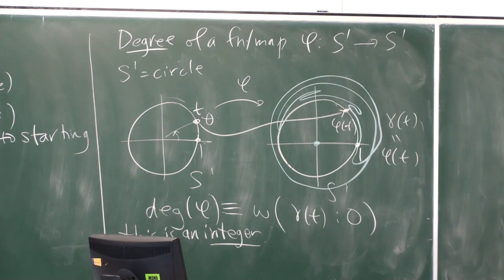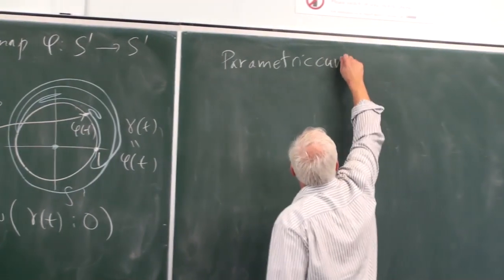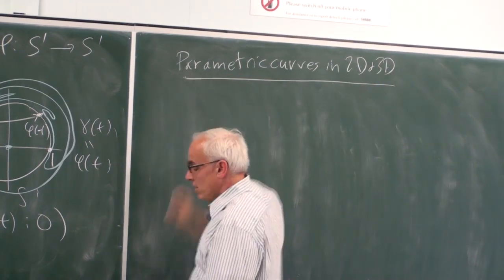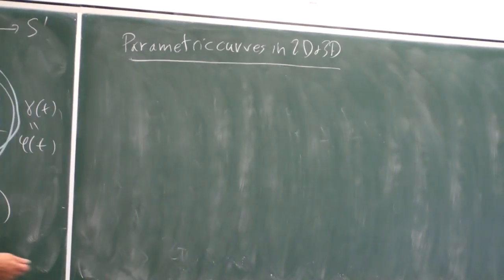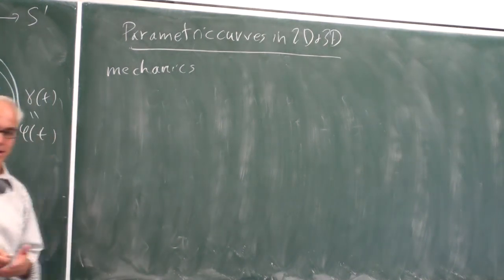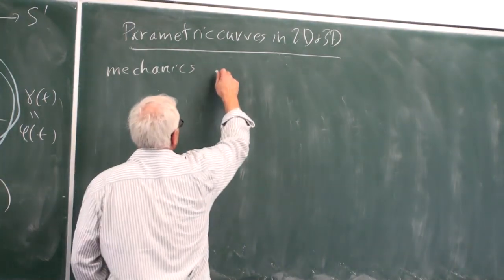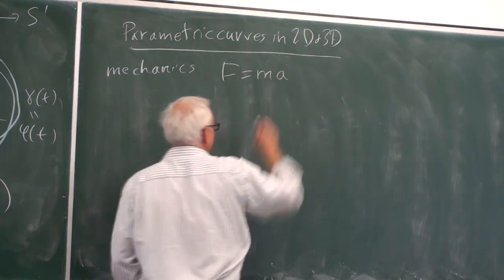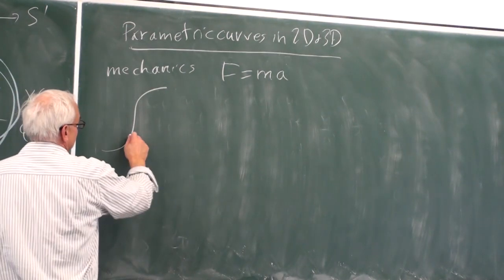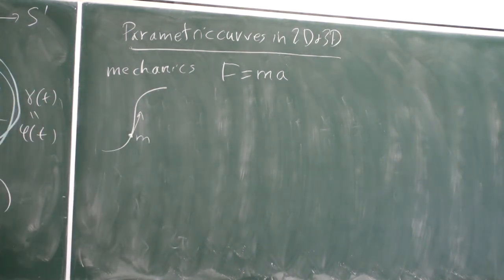Okay, so now I want to talk about parametric curves, in 2D and in 3D. This is motivated by mechanics and the 17th century revolution in mechanics and calculus, initiated by Newton, essentially, that rests on Newton's famous law, F equals ma, for the motion of a particle of mass m, which is moving along and experiencing some acceleration.